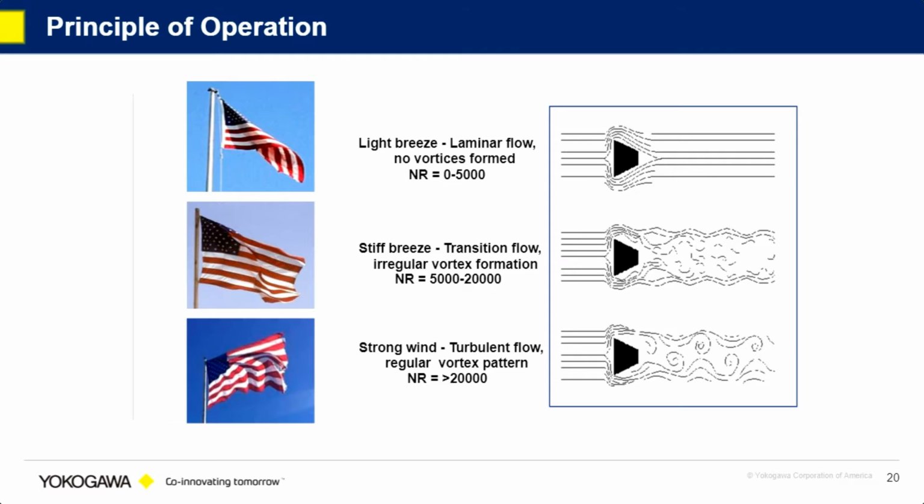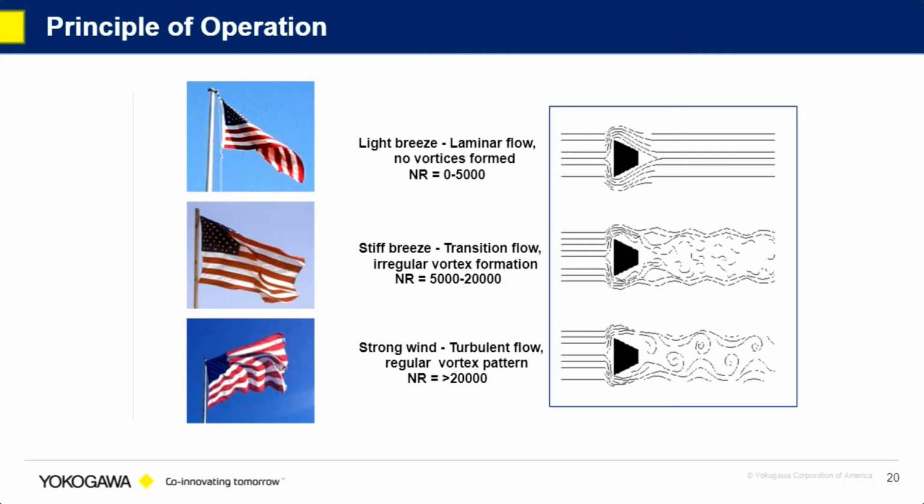So I like the visual learning aspect of things, and with this example here, we look at a flag on a light breeze or no wind day, the flag is just sitting there, not moving much. As the wind picks up a little bit in the middle picture, we have a little bit more of a stiffer breeze. You get some movement in the flag, but it's not a consistent and repeatable movement. But then on a very windy day, that flag is moving and rippling back and forth at a repeatable rate.